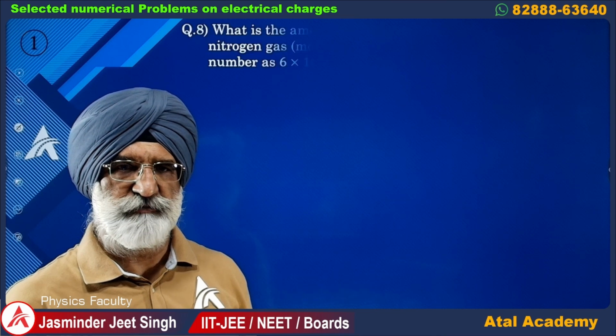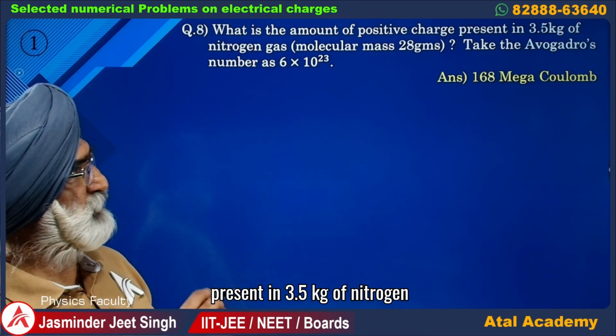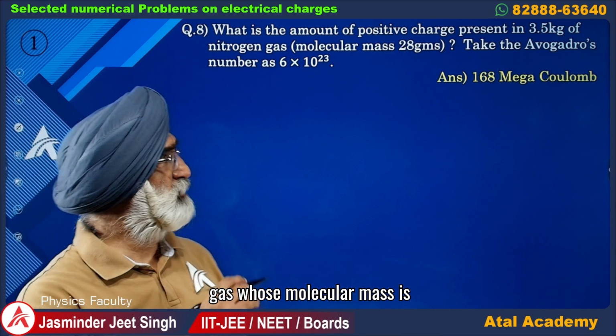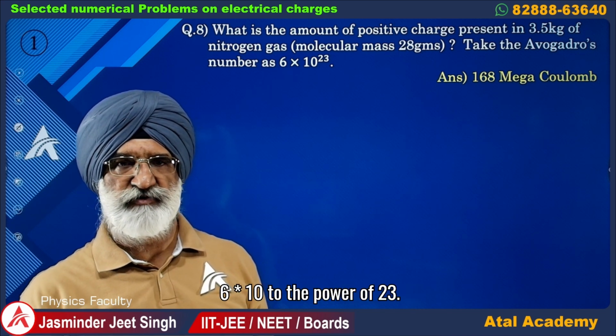Numerical number 8. What is the amount of positive charge present in 3.5 kg of nitrogen gas whose molecular mass is 28? Take Avogadro's number as 6 into 10 to the power of 23.